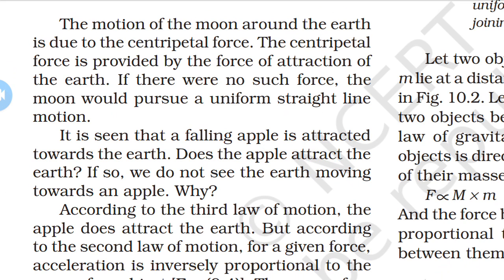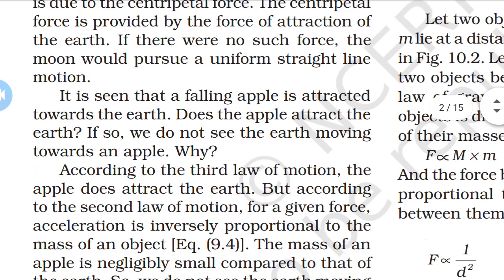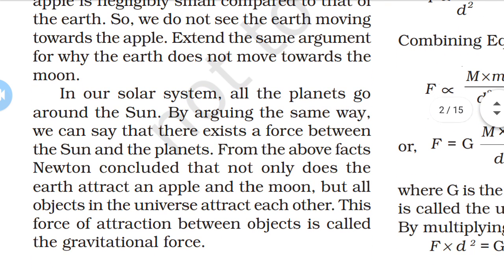Now in our solar system, as we know, all the planets revolve around the sun. Here there exists one type of force between the sun and the planets. The sun is the center and all the planets revolve around it because of one type of force acting towards it, the centripetal force, which is the gravitational force of the sun. The sun has more gravitational force compared to all the other planets, and for this reason all the planets revolve around the sun. So there exists a force between the sun and the other planets.